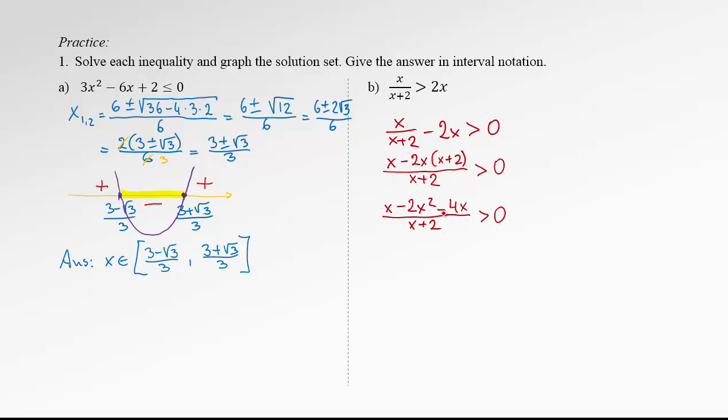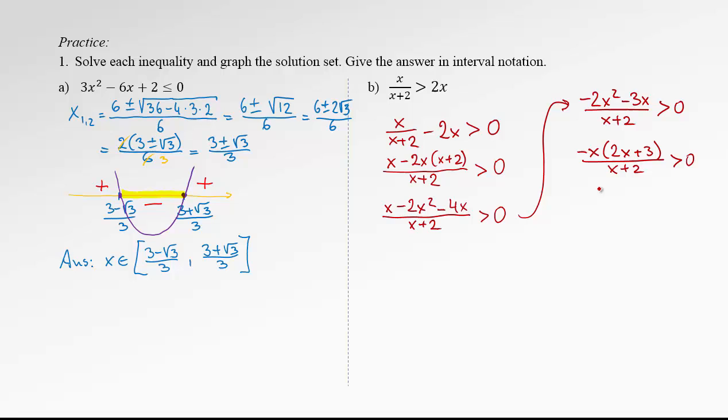Now, after collecting like terms, we get negative 2x squared, and then it's x minus 4x, so it's negative 3x, everything over x plus 2, bigger than 0. Since we're supposed to factor every numerator and denominator, let's take negative x out of the bracket, and then we end up with 2x plus 3 inside, everything over x plus 2 bigger than 0.